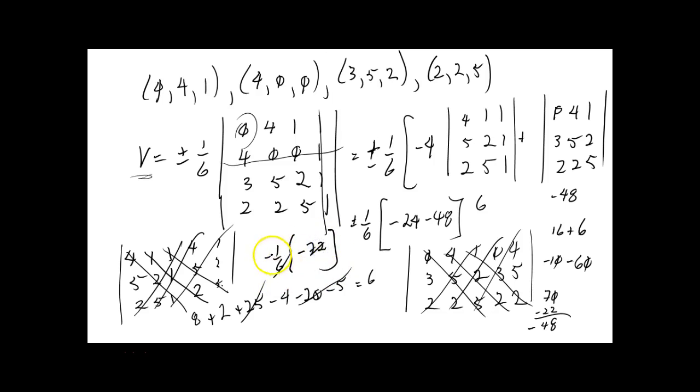6 will go into 72. Well, minus 7 minus is plus 12. So that has a volume of 12, I think. Yes, it does. 12 cubic units. So that's how you do the volume of a tetrahedron if you know the 4 vertices of a tetrahedron.